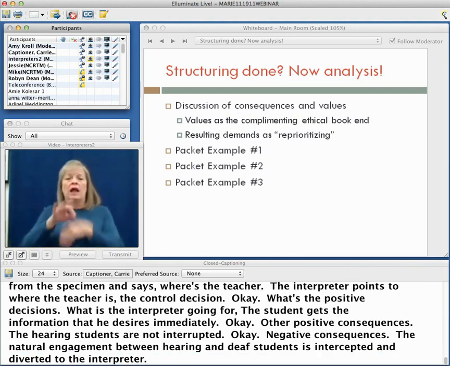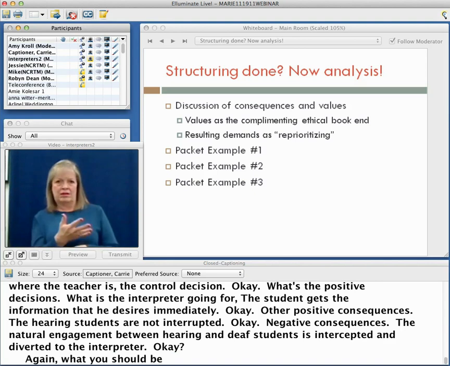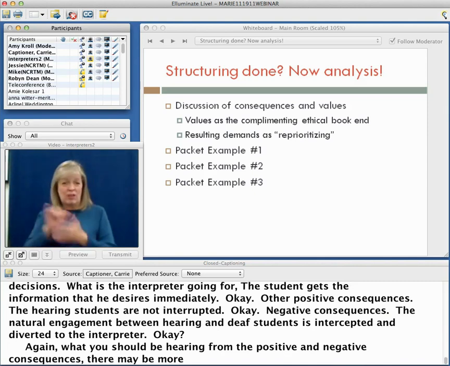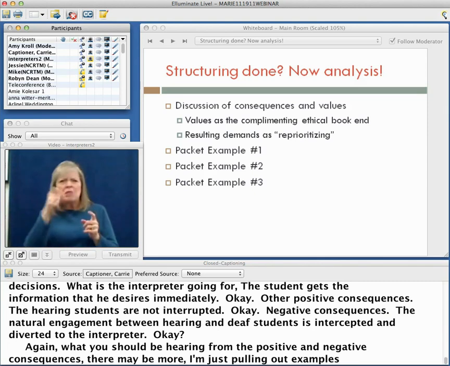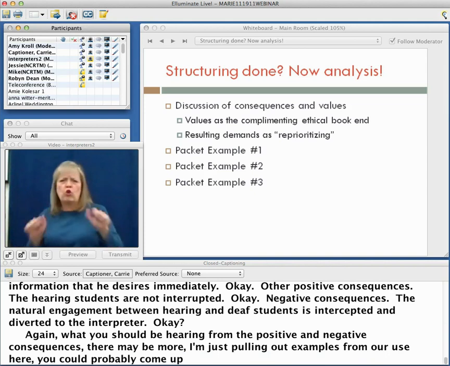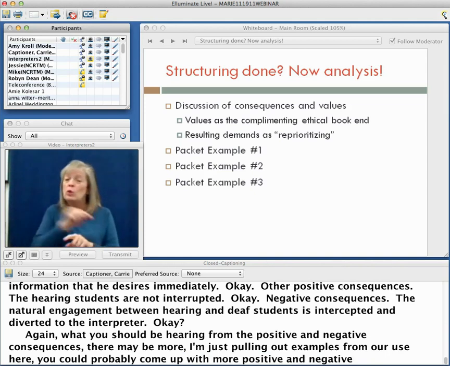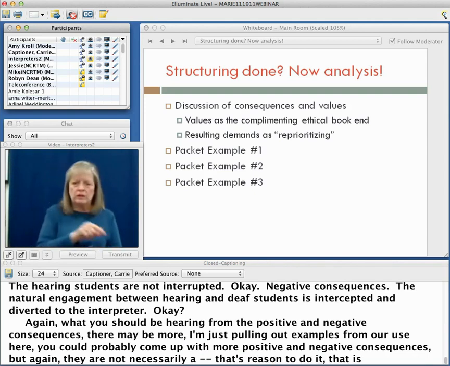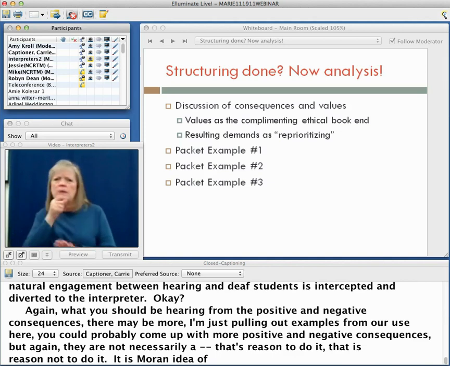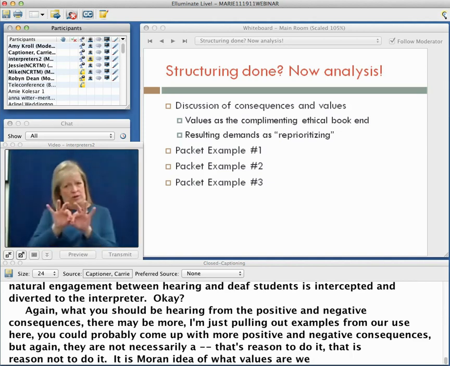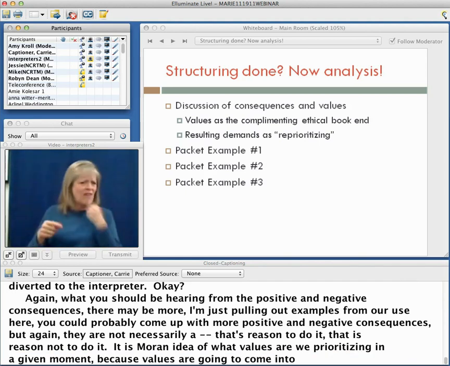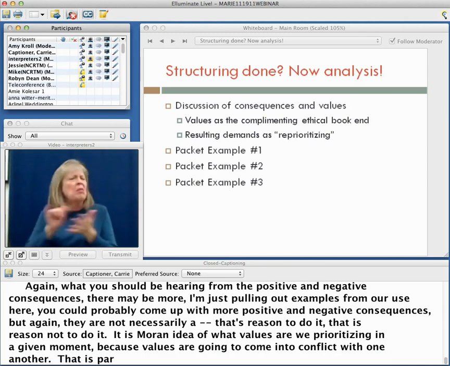And again, what you should be hearing from these positive and negative consequences, and there may be more, I'm just pulling out examples for our use here. Then you could actually maybe come up with more positive consequences or more negative consequences. But again, the negative consequences and positive consequences aren't necessarily that's reason to do it, that's reason not to do it. It's more an idea of what values are we prioritizing in a given moment, because values are always going to come into conflict with one another. That's pretty much par for the course for a practice profession. Let's look at this other example.